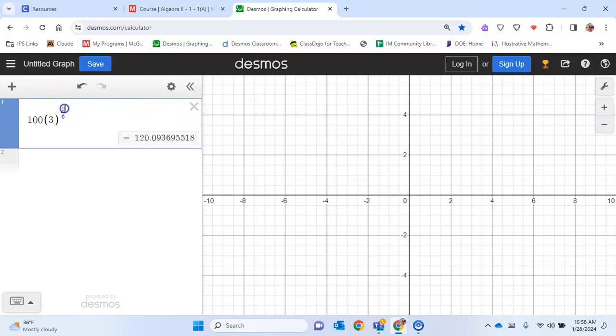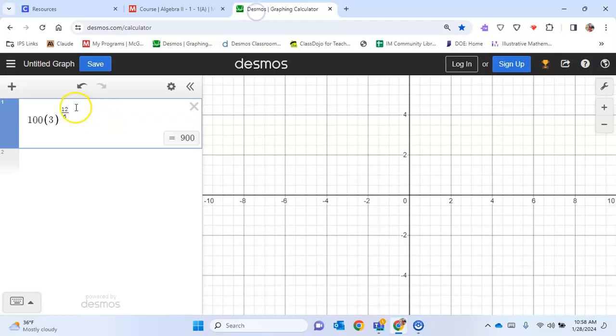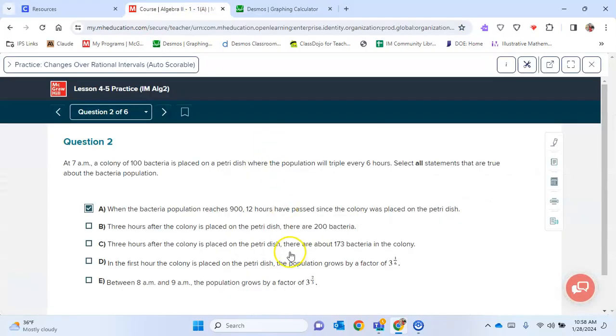What about after 12 hours? So it would be 12 over 6, or 2, right? That's 900. That is correct. 3 hours after the colony is placed on the petri dish, there are 200 bacteria. All right, 3 hours. 3/6 is the same as 1/2, and you can see there's about 173, not 200.